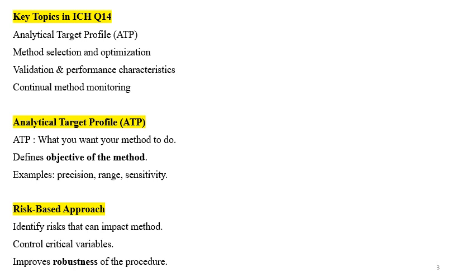Now see the analytical target profile. ATP means what you want to have with your method, what you want your method to do, and ATP defines the objective of the method. Examples are precision, range, sensitivity, accuracy. A risk-based approach: identify risks that can impact the method, control the crucial variables and improve the robustness of the procedure.